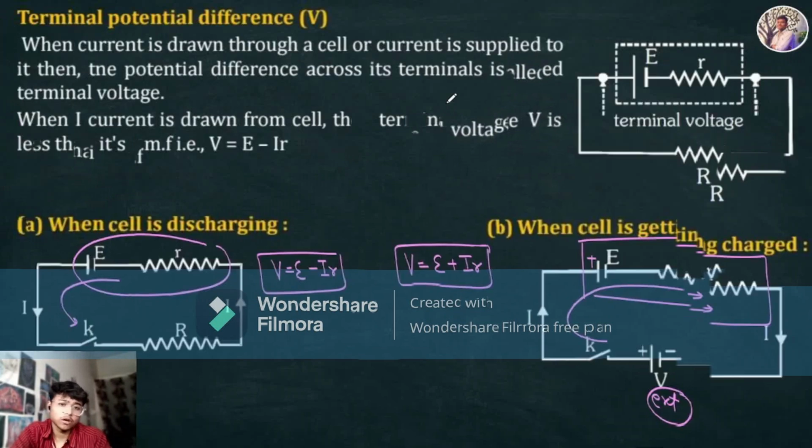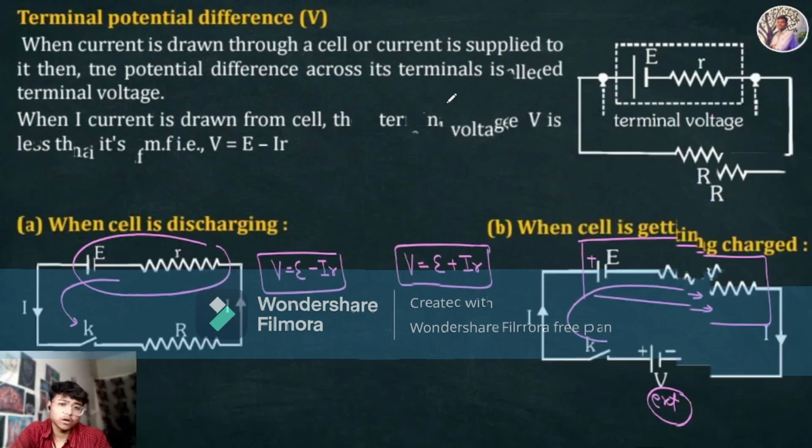Okay. So now what are E and V? What is potential difference? When a current is drawn from a cell, or supplied to it, there is a potential difference between the two terminals. That difference is called the potential difference. And what is E? When current is not drawn, in an open circuit, that voltage is called the EMF.